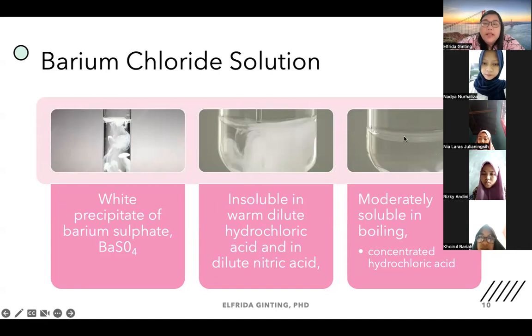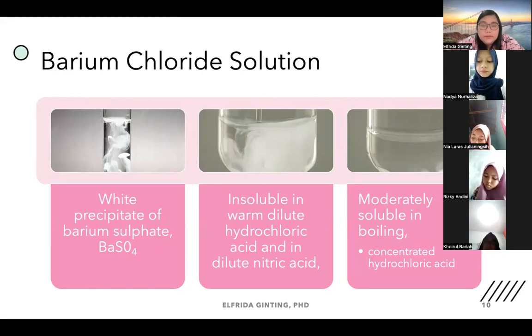yeah, you can see in the picture also, it will be moderately soluble when you boil it. Yeah, so for example, you heat the hydrochloric acid a little bit, not until the boiling point. So the barium sulfate won't be soluble. But when you heat the hydrochloric acid until its boiling point, until it has bubbles, and then you mix with barium sulfate, then the barium sulfate will be soluble like this. So you need high temperature concentrated hydrochloric acid to dissolve barium sulfate.